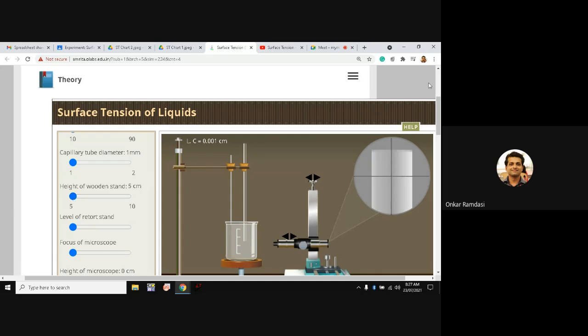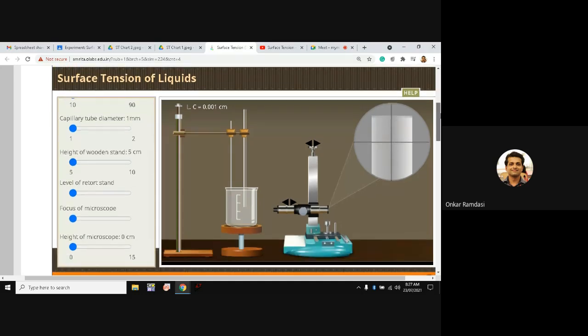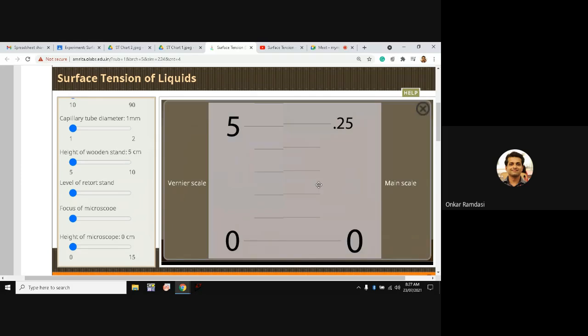So basically it consists of a stand, then the rubber cork, the capillary tube, and the needle. This is the drawing microscope, and these are two scales. This is the horizontal scale, and this is the vertical scale. So let me click on that link so that we'll better understand the scale.